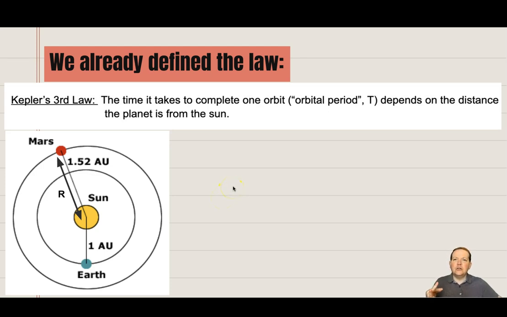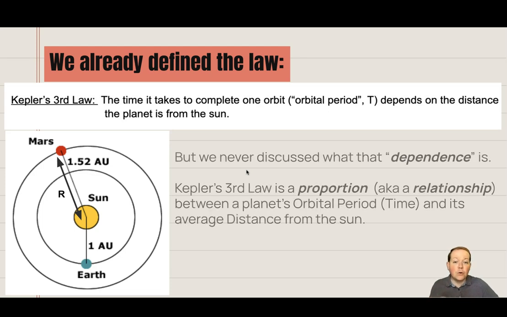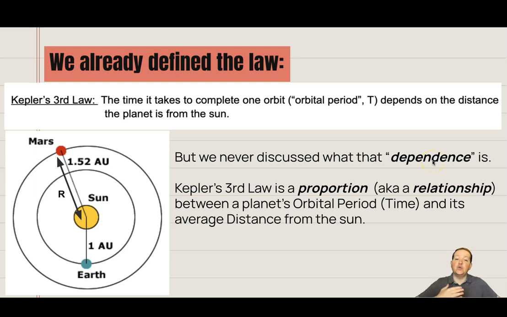But that's a little too simple, at least in terms of what you're expected to know in our high school physics class. We can go a little more in depth. Kepler's third law is a bit more specific. While we said there is a dependence, that distance and time are related, we did not discuss what that dependence actually is. Kepler's third law, it turns out, is a proportion. It is a relationship. It's using math to show how the distance and time relate to one another.